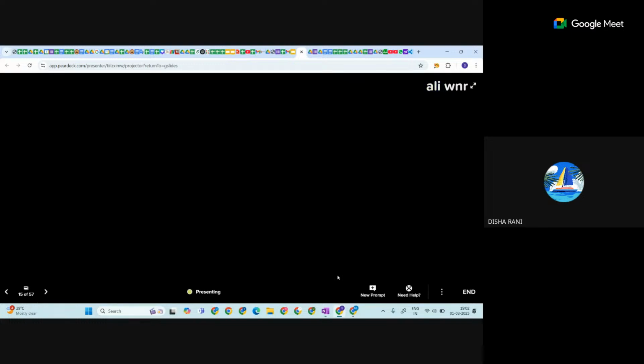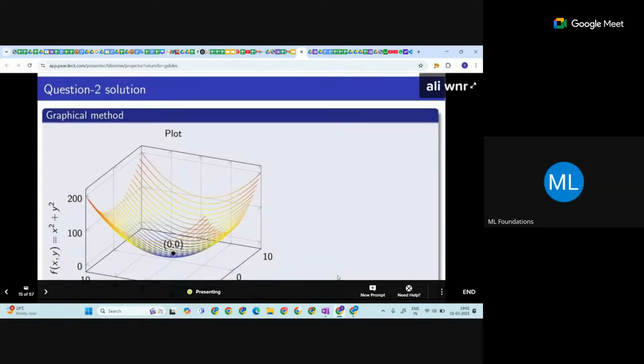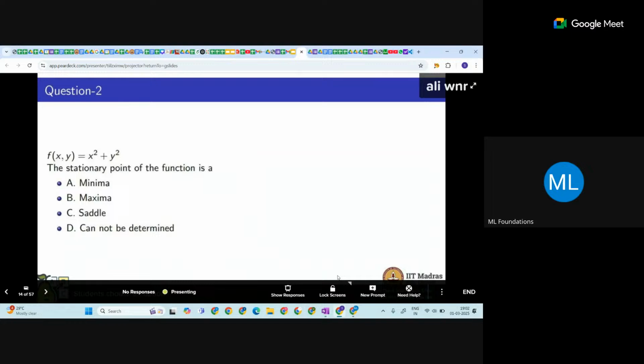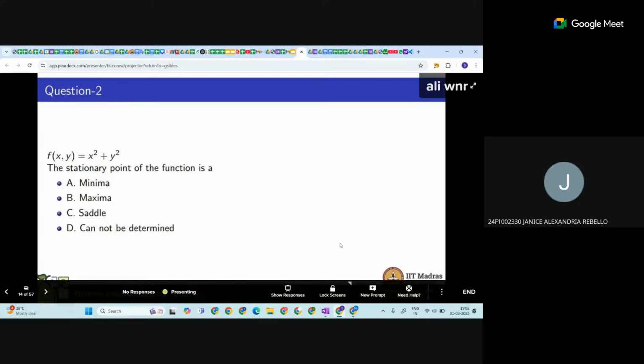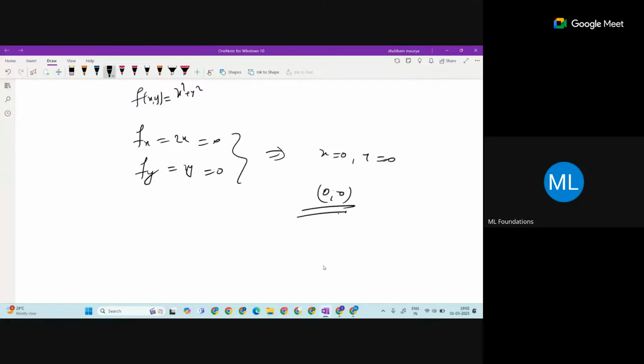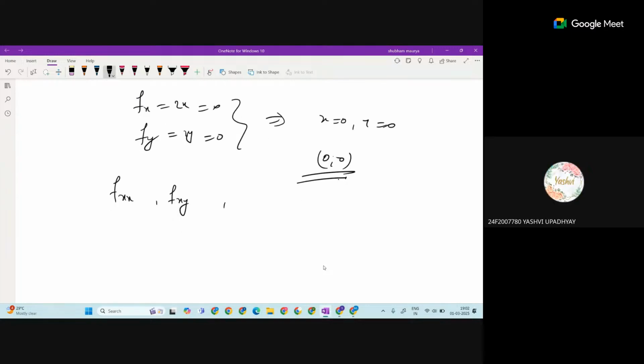Sir, saddle? This is not saddle. Why is it saddle? This (0, 0) is going to be a minimum. For this, we should do the second derivative, sir. No, so for this one, once we have got this, we have to find f of xx and find f of xy. And what is the final thing? f of xx is 2, and also f of yy is 2. 2 is more than 0, so minimum.